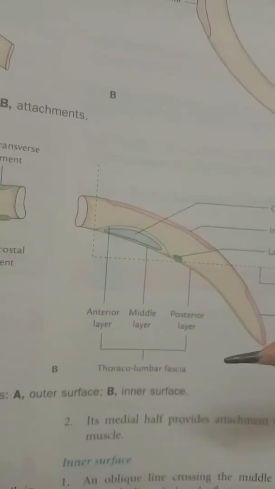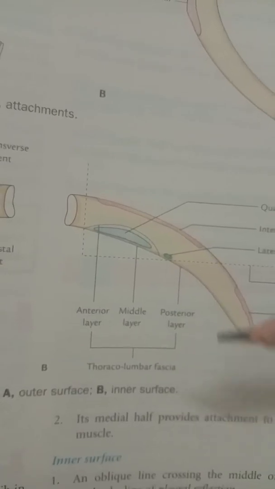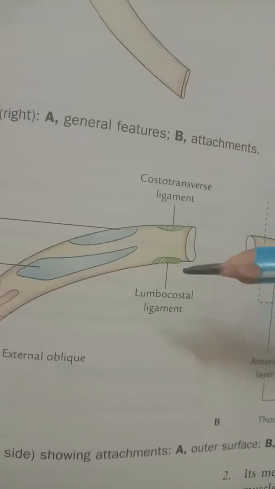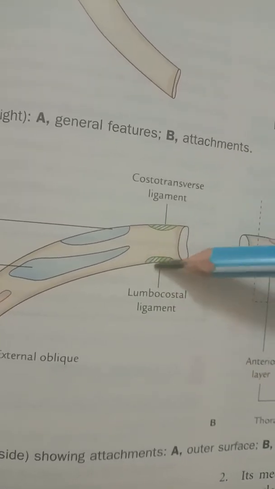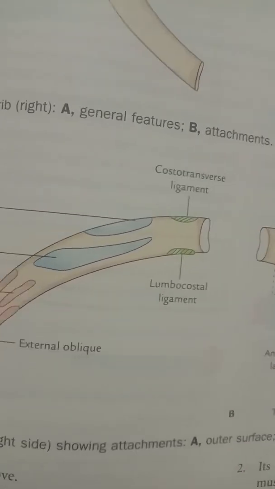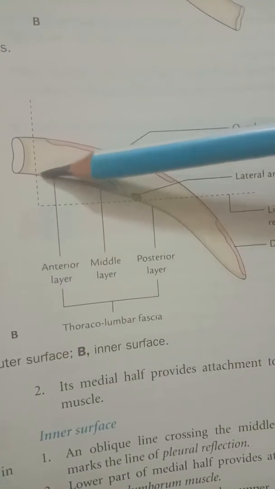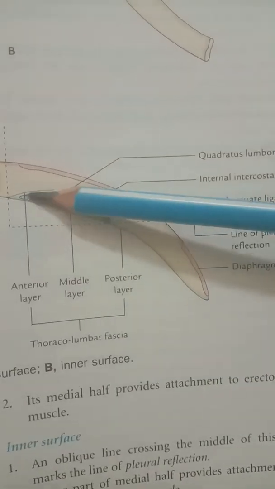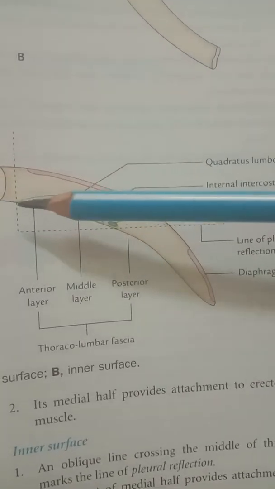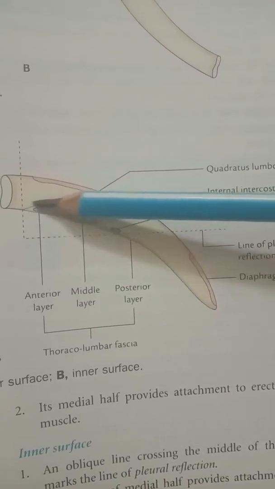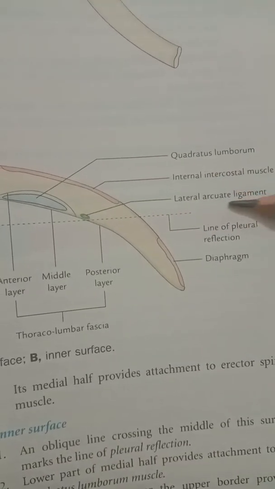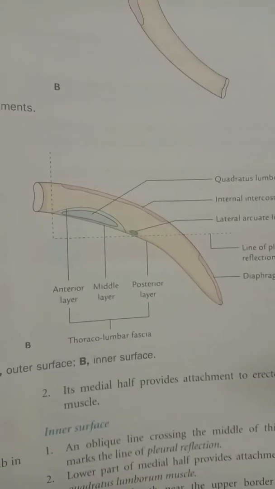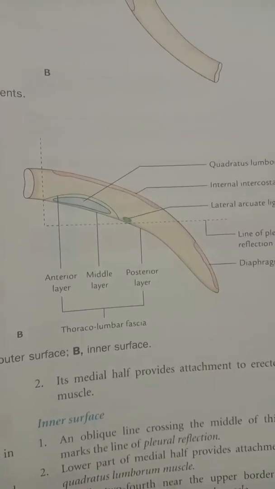Then close to the head it provides the attachment of the lumbocostal ligament. So here you can see the lumbocostal ligament, this one. Then the lateral arcuate ligament, this arch, is attached lateral to the quadratus lumborum muscle. So this is the quadratus lumborum muscle, and lateral to it, this one, that ligament is called the lateral arcuate ligament. Here you can see it in green color. So these are the attachments related to the 12th rib.